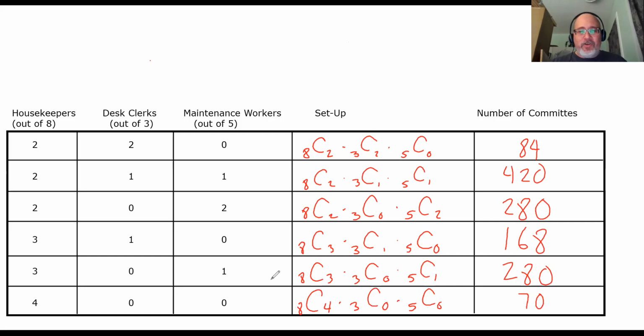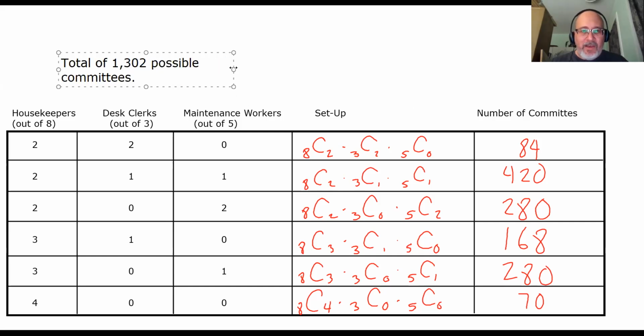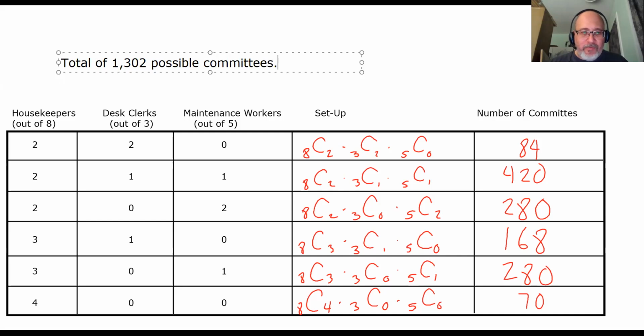So how many possible committees could you make? Well, you just have to add up all the numbers in the last column, and the numbers in the last column add up to 1,302. So it's a total of 1,302 possible committees. I believe I spelled that correctly. And let me just double check the math real quick, and then I'll let you in on how I got all that so fast. Yes, 1,302.